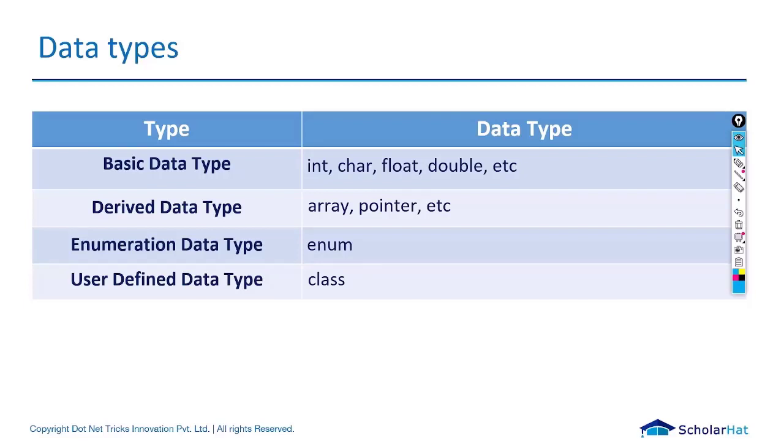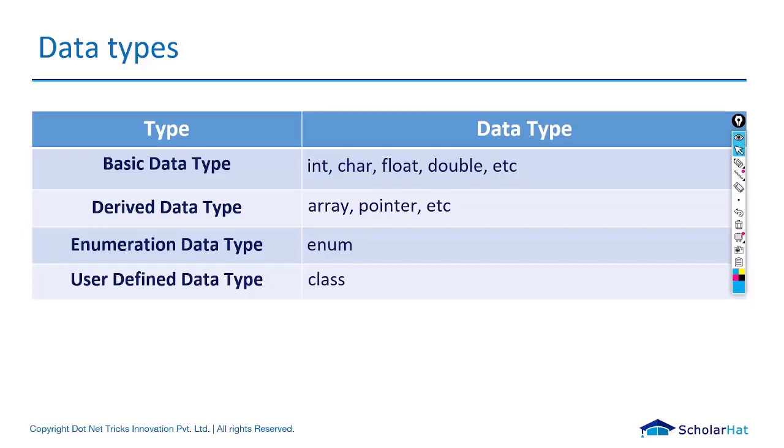Float is the data type which is going to store decimal values. Double is also a data type which is going to store decimal values, but bigger decimal numbers. So these are the basic data types. Now we're going to talk about derived data types. Arrays and pointers are considered to be derived data types. We'll be talking about arrays and pointers in detail in the further videos.